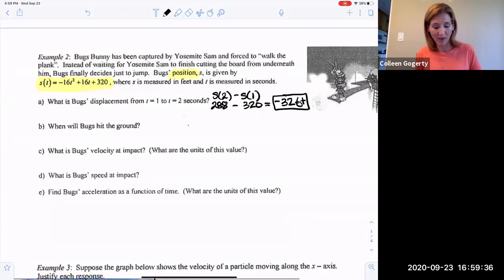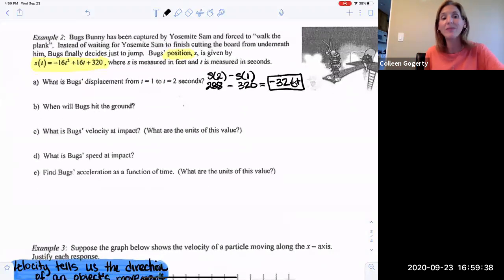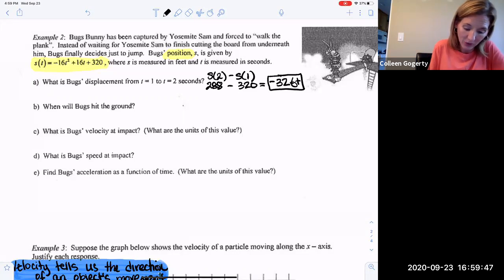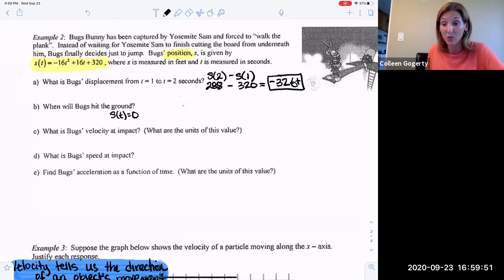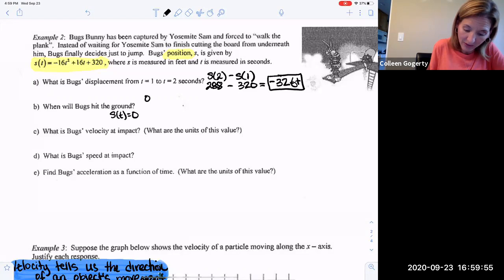All right, so let's keep on plugging away. When will Bugs hit the ground? This is a really great question from Algebra 2. When's he gonna hit the ground? Well, what will his position be? When he hits the ground, S of t is gonna be 0. His position will be 0 feet from the ground. So I need us to solve this lovely quadratic.